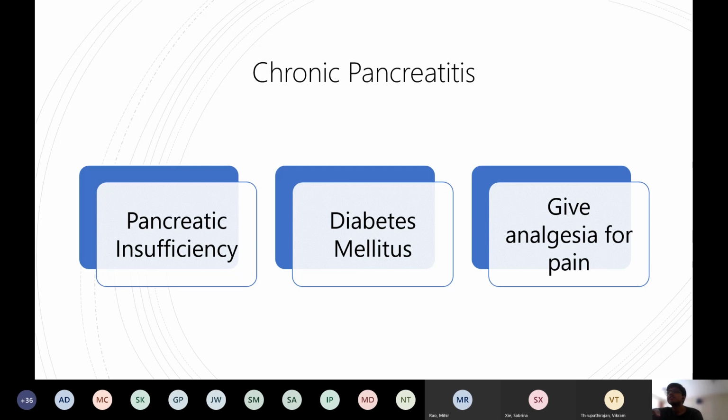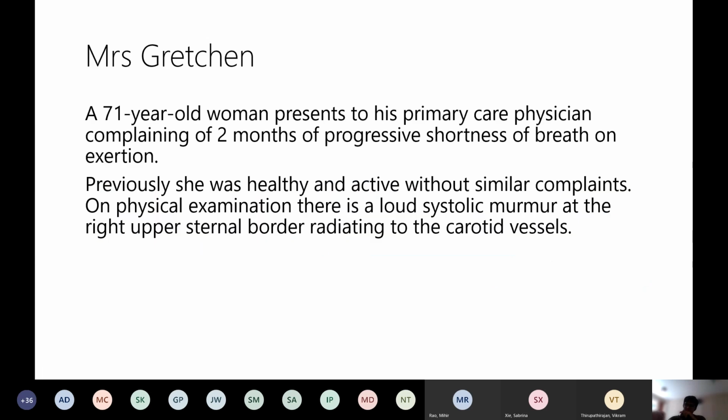Okay, that's everything I was going to talk about in terms of pancreatitis. If there are any questions, let me know. So let's talk about another case. Once you've had a read, what is the most likely diagnosis? Yeah, so this is quite likely to be aortic stenosis.